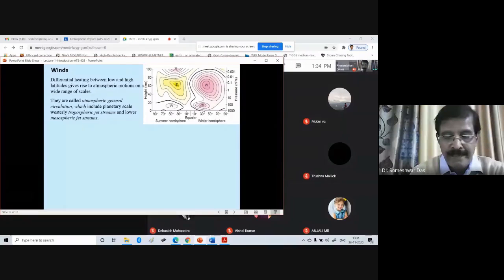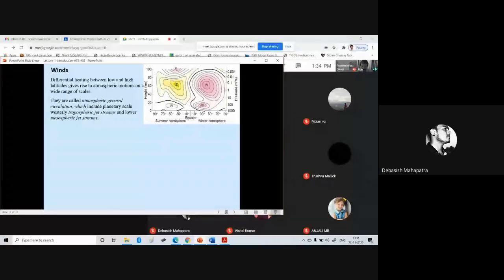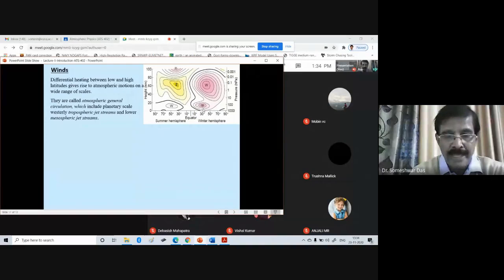When we say westerly wind, what is the direction of the wind? Sir, west to east. Exactly. Winds coming from the west is called westerly in meteorology. Whereas in oceanography, it is just reverse. Wind coming from the west is called easterly in oceanography for ocean circulation.